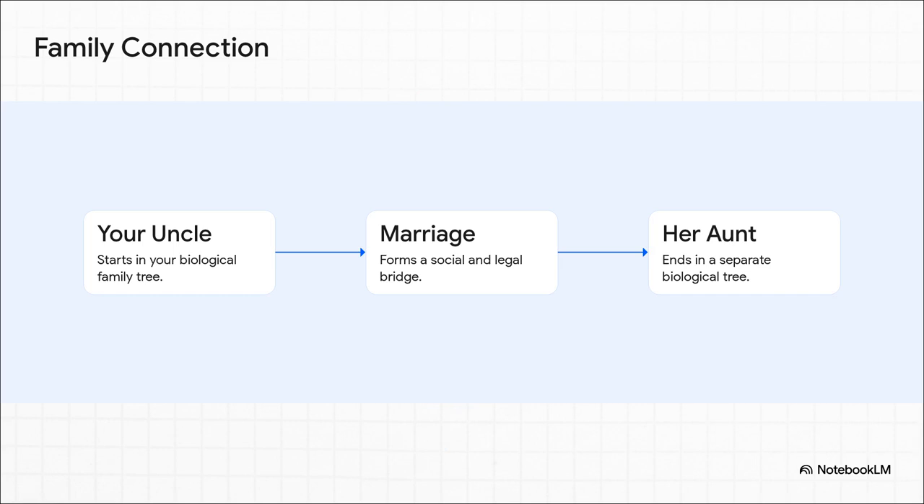Okay, let's map out the actual architecture of this relationship. It really just comes down to 3 steps. Step 1, your uncle. He is obviously a part of your biological family tree. Then we cross a bridge, which brings us to step 2, marriage. Remember, this is a legal contract, a social union. And finally, that bridge connects to step 3, her aunt, who belongs to an entirely separate biological family tree. When you isolate the steps like this, the structure is literally right there in front of us. There is no line of genetics crossing from step 1 over to step 3. It's just a social and legal bridge connecting them.